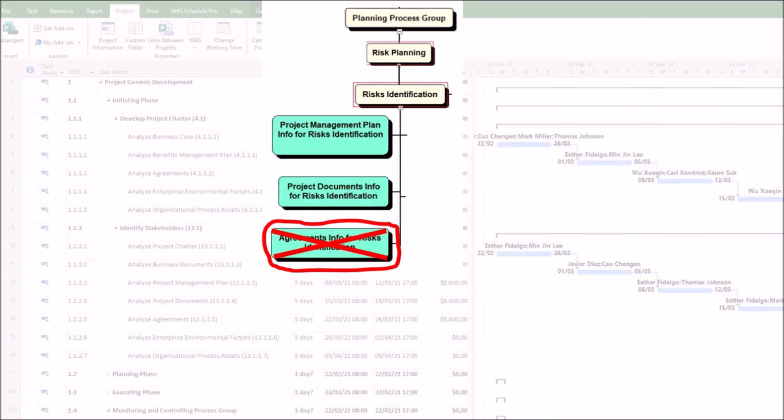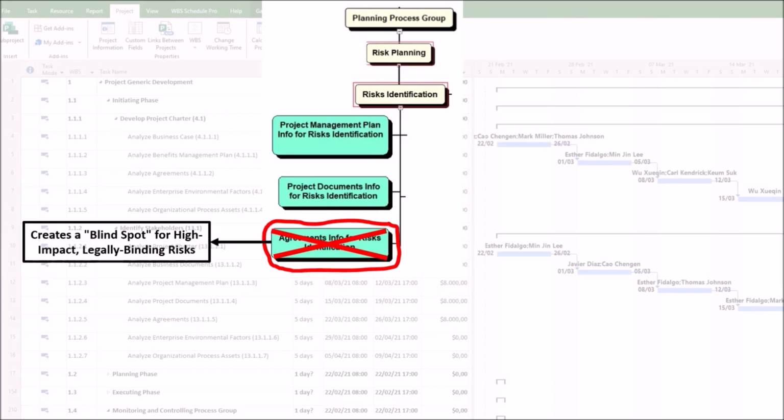How can a poor agreements analysis harm the identify risks process? A poor analysis of agreements during the identify risks process is not just a minor oversight. It's a critical failure that can cripple the project's chance of success. The harm is profound and multifaceted, leading to a risk register that is dangerously incomplete and misleading. Here's how a poor agreements analysis specifically harms the identify risks process.